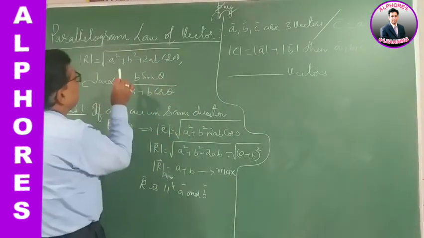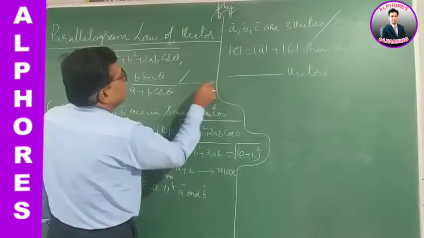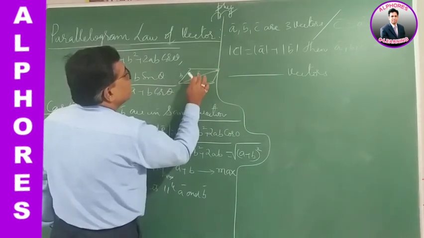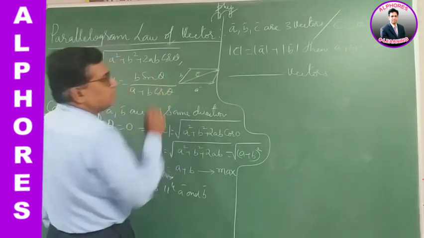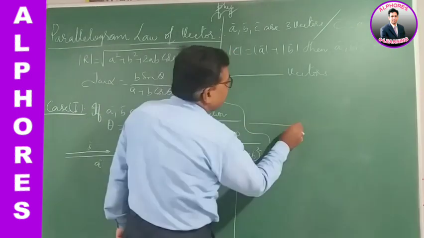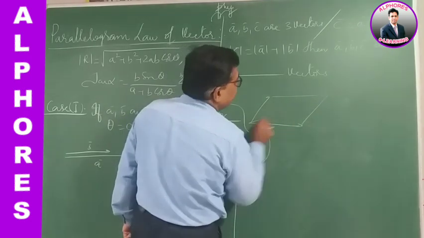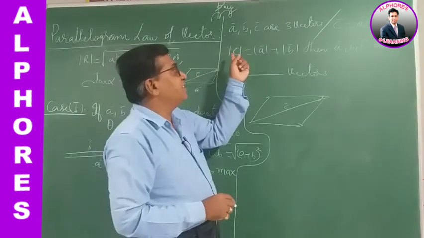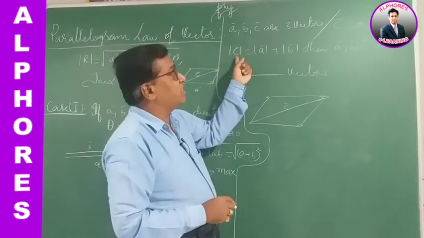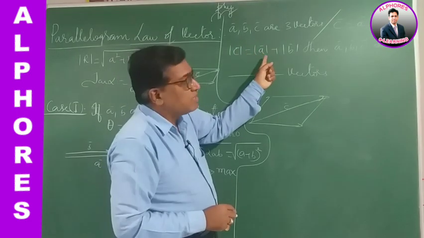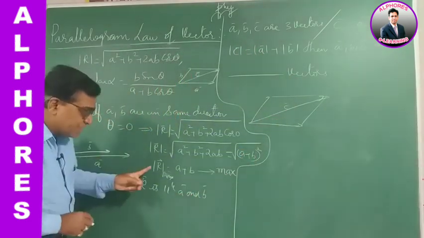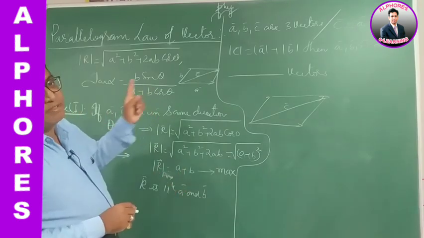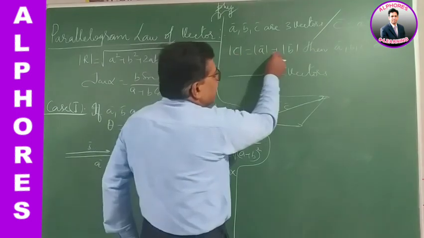So if A bar and B bar are represented as two sides of a triangle, then the resultant R, so here in this one, the resultant is C. If A bar is like this, B bar is like this, then the diagonal is C. This is the resultant vector. Then he has also given that the magnitude of the resultant C is magnitude of A plus magnitude of B. The magnitude of the resultant is the sum of the individual magnitudes of the vectors.